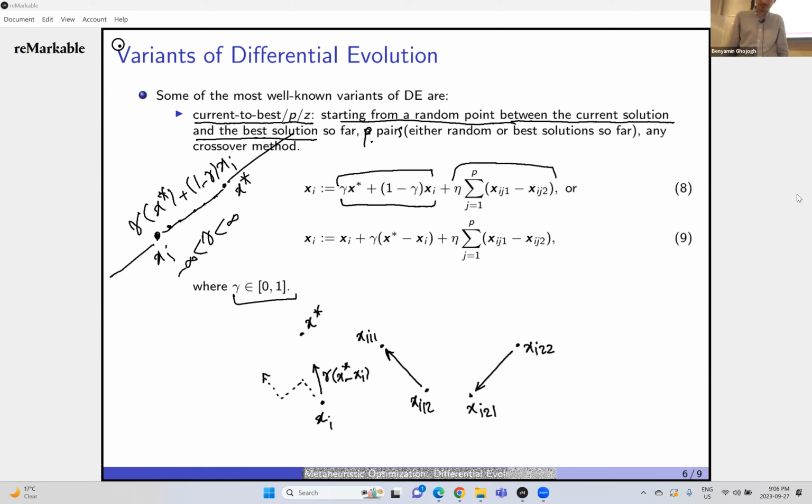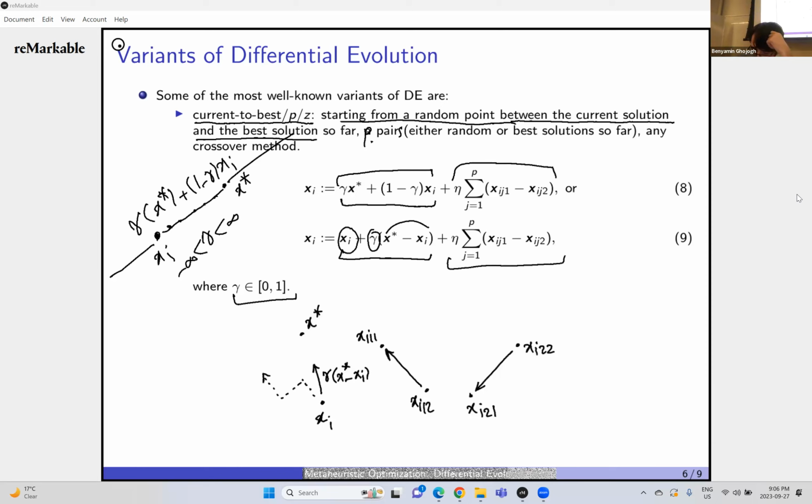And we have P pairs. Another way to show that is this: Xi plus gamma times X star minus Xi. What is this X star minus Xi? It's a vector connecting Xi to X star. It basically means that starting from Xi, go along the direction connecting Xi to X star, but how much? With the gamma amount, where gamma is between 0 and 1. So I will end up somewhere between Xi and X star. And also have P pairs.